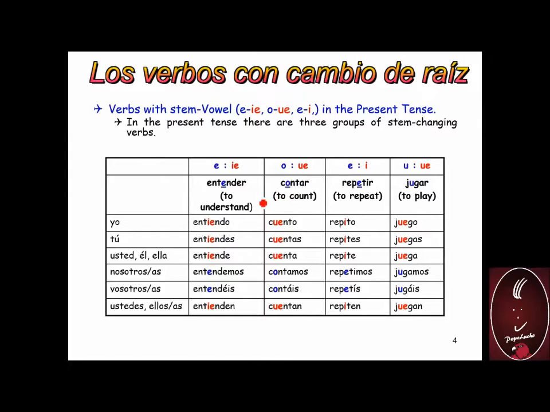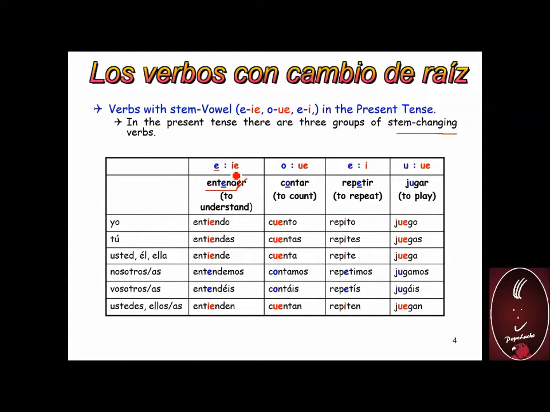For instance, we have here those three groups, verbs that we have to make those changes in the stem. For instance, we have the verb entender. To conjugate the verb, we have to drop the ending, ER, and whatever is left is the stem. That's why we call them stem changing verbs. So to the stem, we're going to make this change.